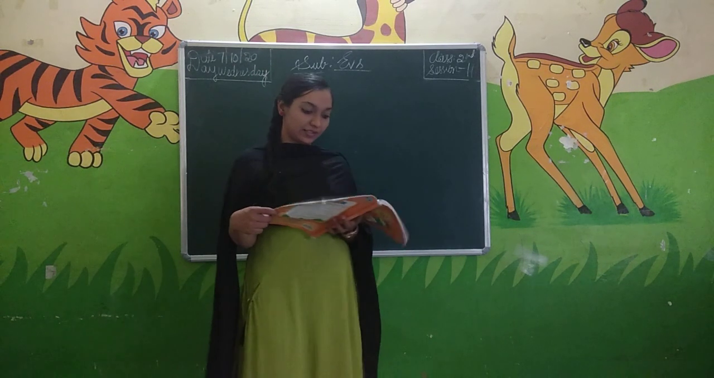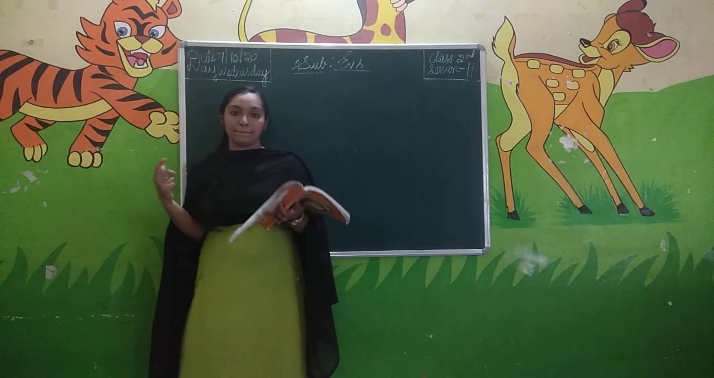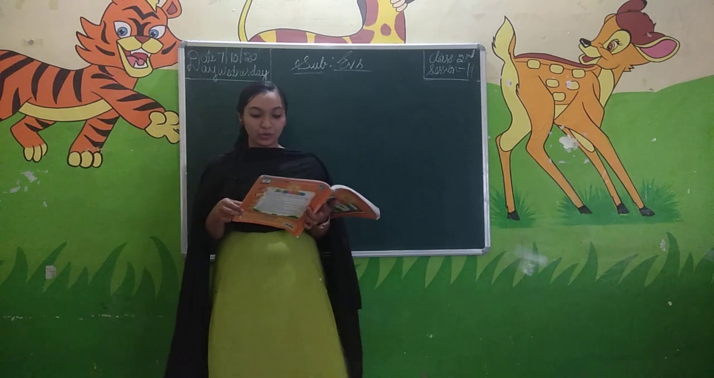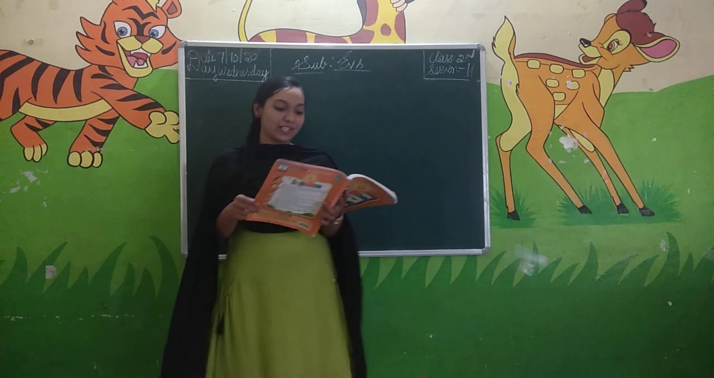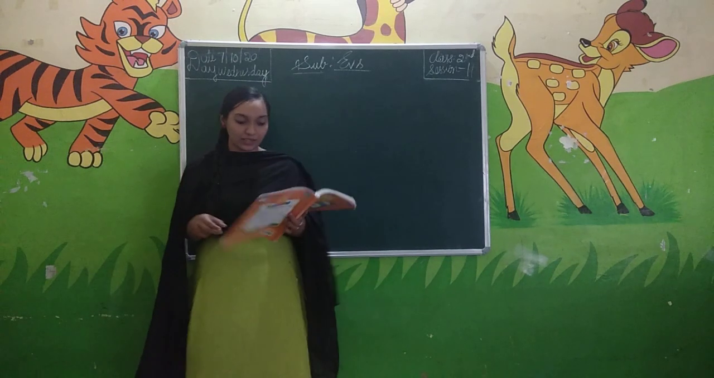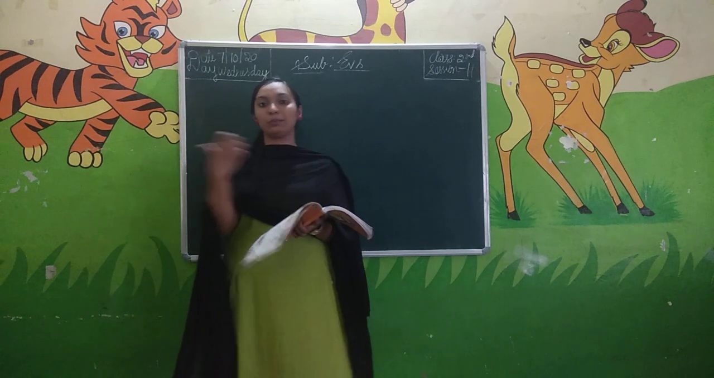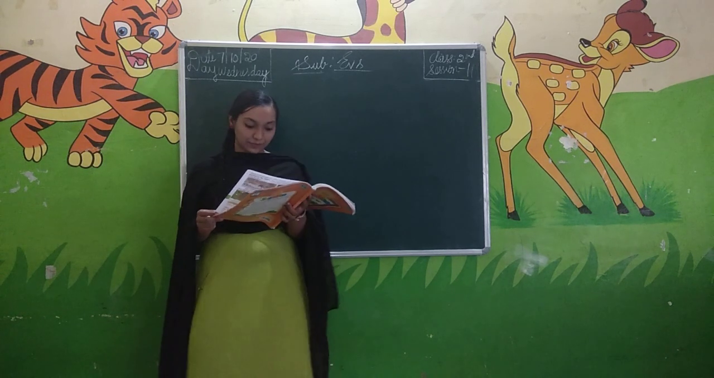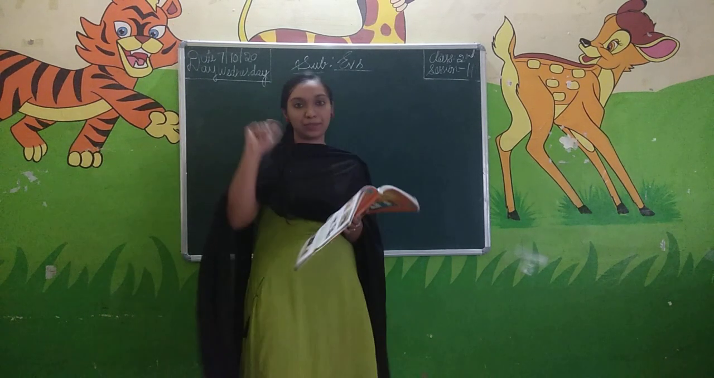Next, some animals eat both plants and animals. Which are those animals? A crow and a bear. They are called omnivores. The animals which eat both plants and animals are called omnivorous animals. So this we have completed in the previous class.